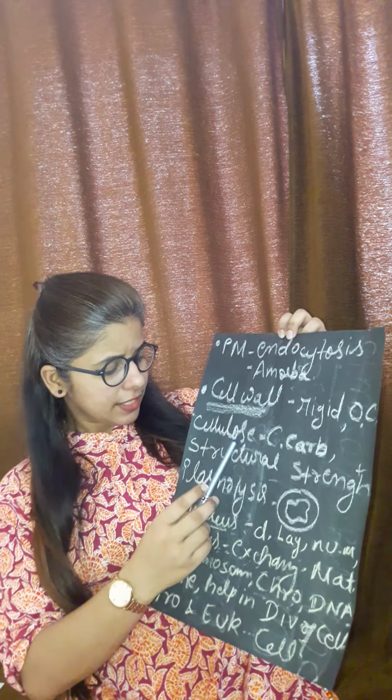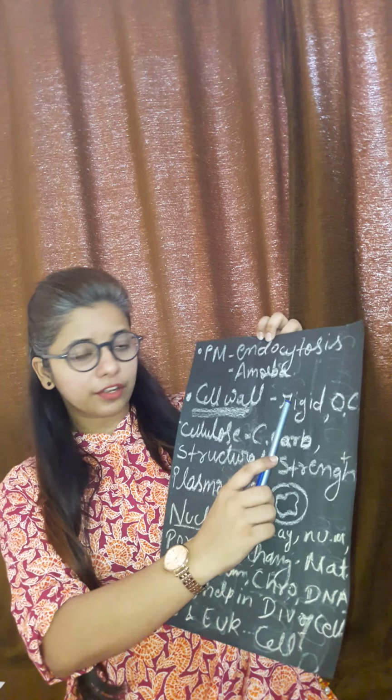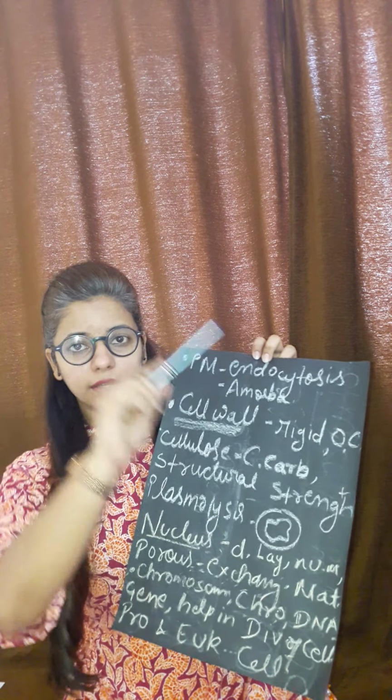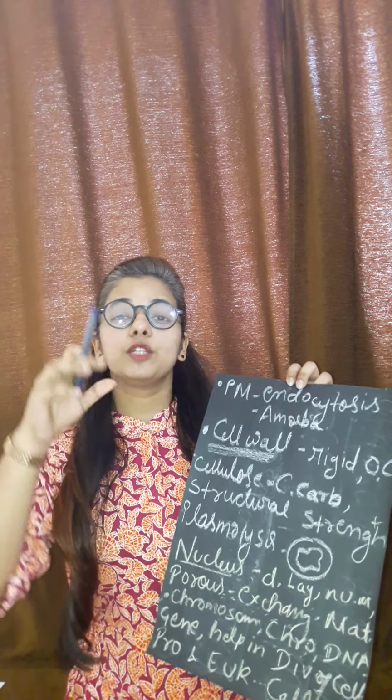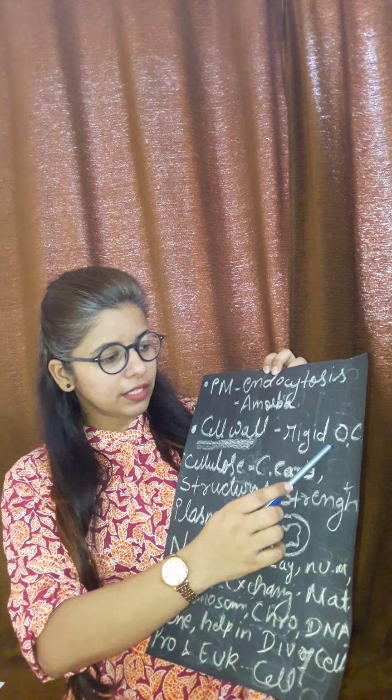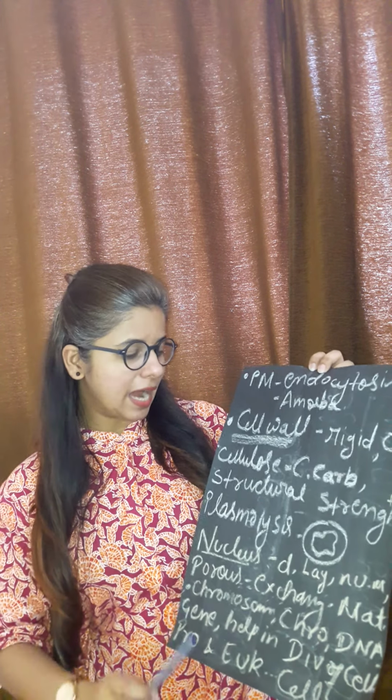So the outermost covering in the animal cell is plasma membrane, and the outermost covering in the plant cell is cell wall. And the second layer of the cell is plasma membrane in the plants. So we will read a little bit about the cell wall also. Cell wall is rigid and hard, it is protective in nature, it is the outermost covering in the plant cell.